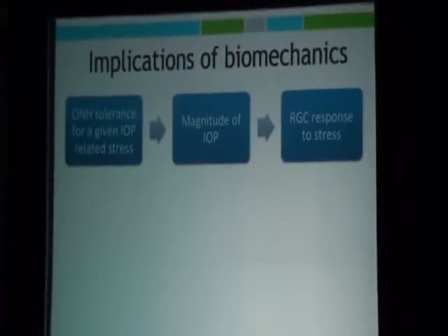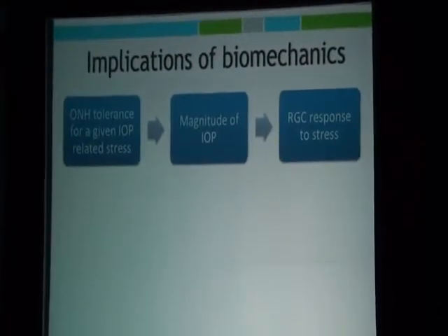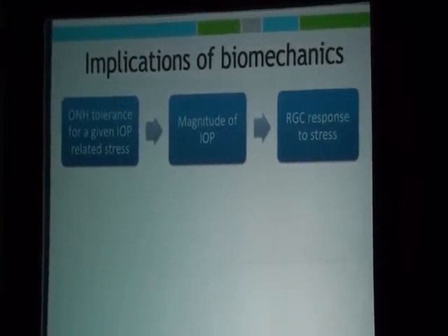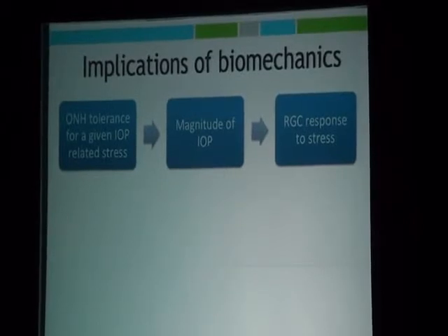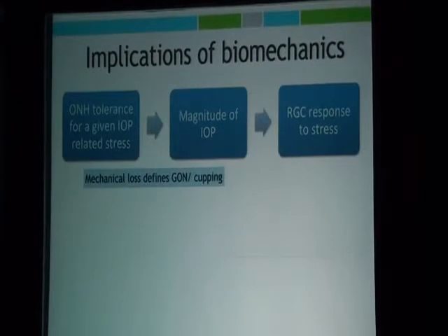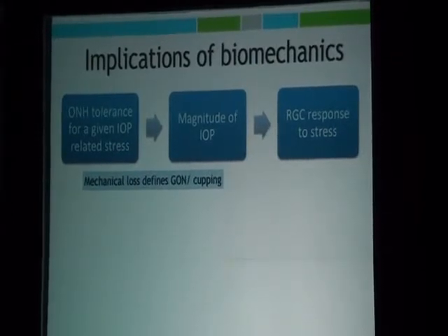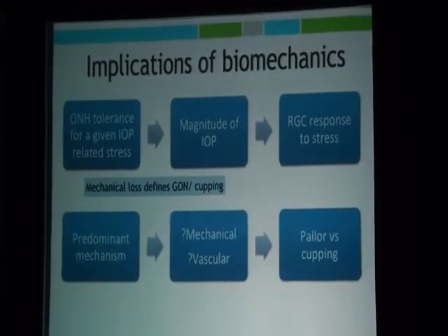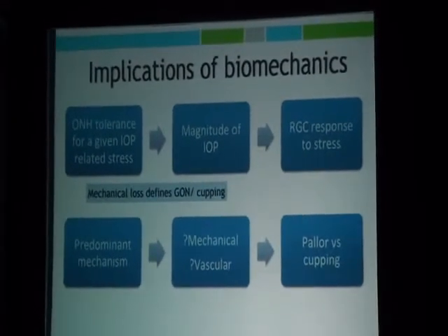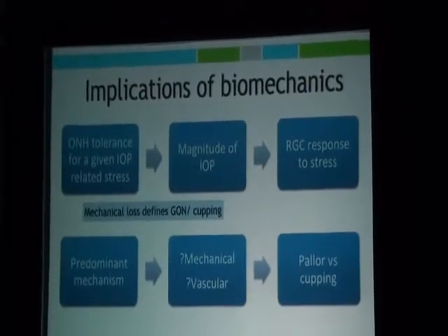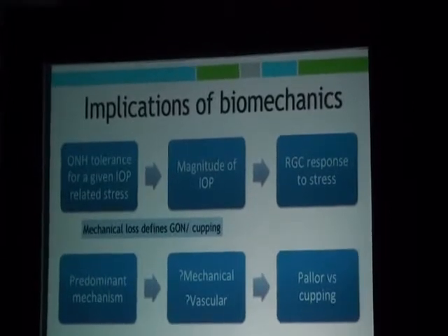What can we take from this? Now we all know the optic nerve head tolerance for a given intraocular pressure related stress is dependent on the magnitude of the intraocular pressure and also on the capacity of the RGCs to respond to the stress. So mechanical loss in general would then define glaucomatous optic neuropathy or cupping. Now, what is the predominant mechanism? You will find optic nerve heads that are pale, you will find optic nerve heads that are cupped. Now, what is more important here? Is it mechanical or is it vascular?